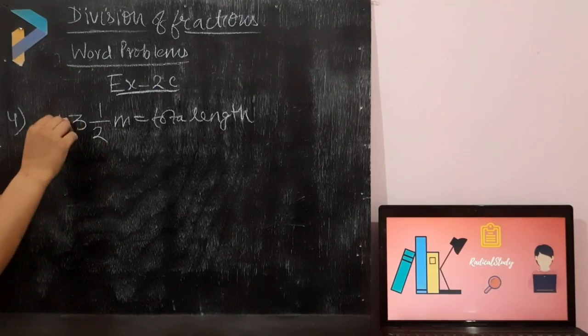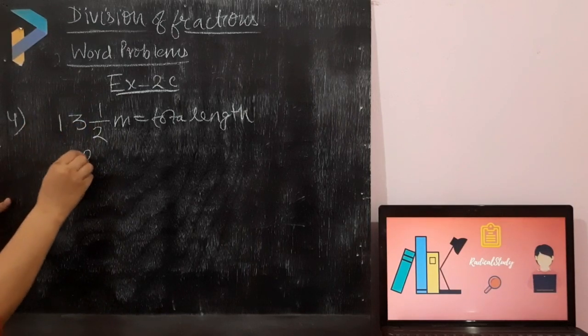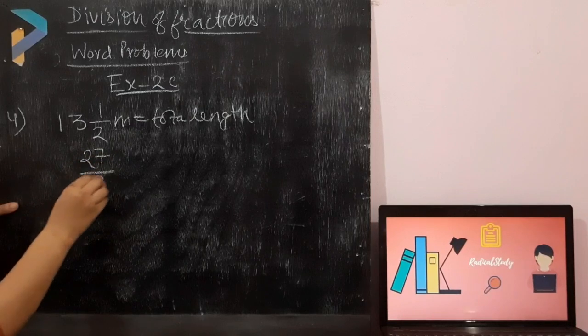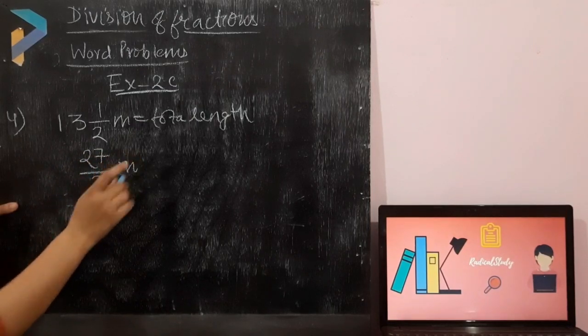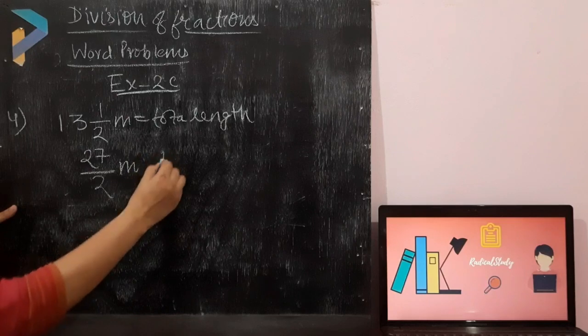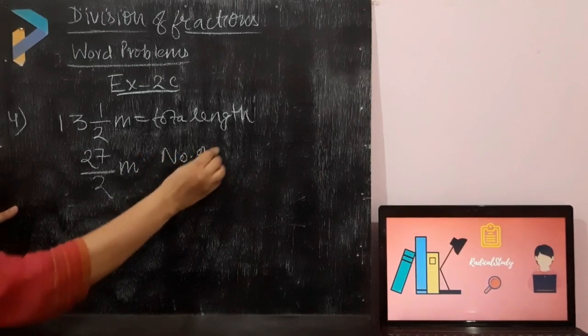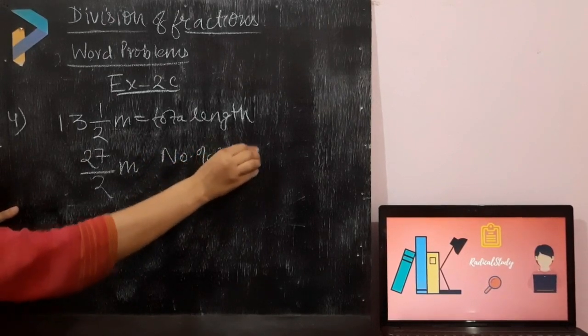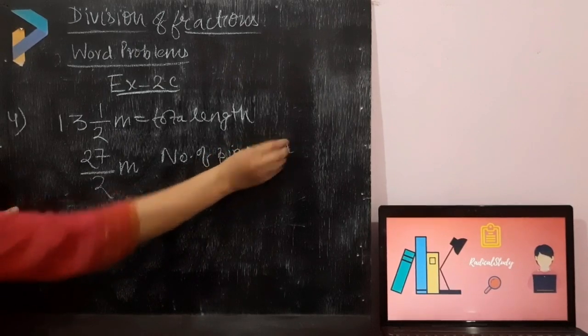So 2 thirteens are 26. 26 plus 1 will be 27. So it will be 27 upon 2 meters. So this is the total length of the rope. Now in how many pieces is the rope divided? The rope is divided into 9 pieces. So the number of pieces in which the rope is divided, how many pieces? 9 pieces.